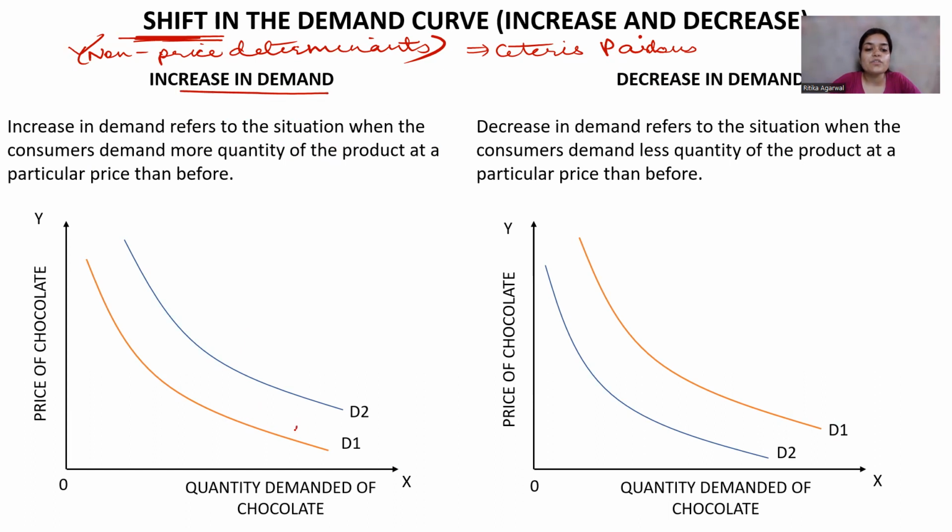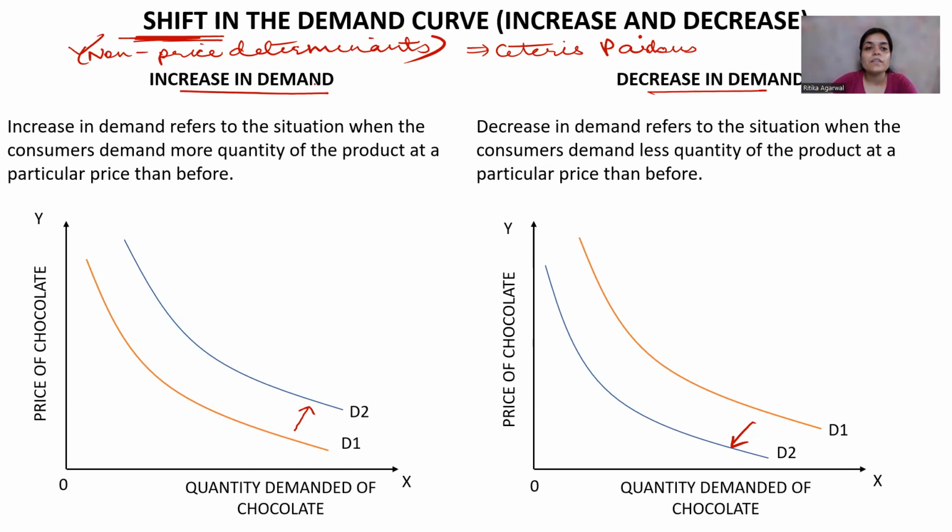The demand curve will shift rightwards or upwards, maybe from D1 to D2. This depicts an increase in the demand of chocolate. And considering a decrease in the demand curve, the demand curve will reduce from D1 to D2. This shows a decrease in the demand curve, or leftward or downwards maybe. So this is called increase and decrease in the demand curve.